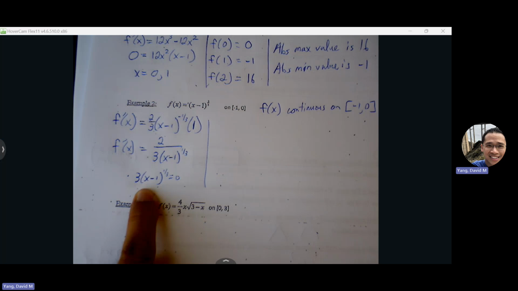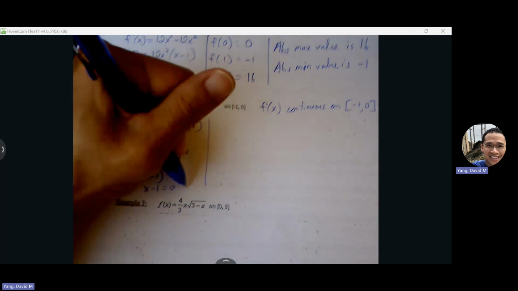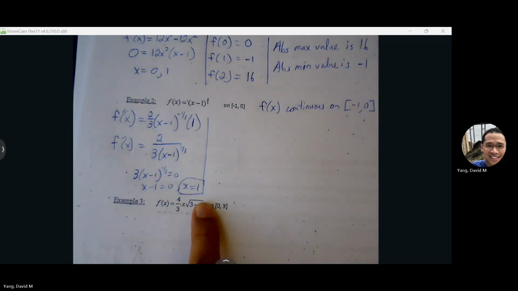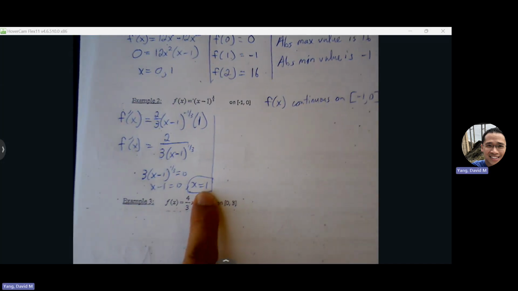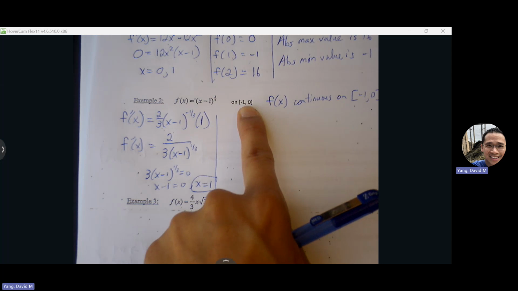Okay, so divide by 3, cube both sides. I get x minus 1 is equal to 0. I get x equals 1. I found a critical point, but is this critical point one that I want to use? No. Why not? It's outside the domain.